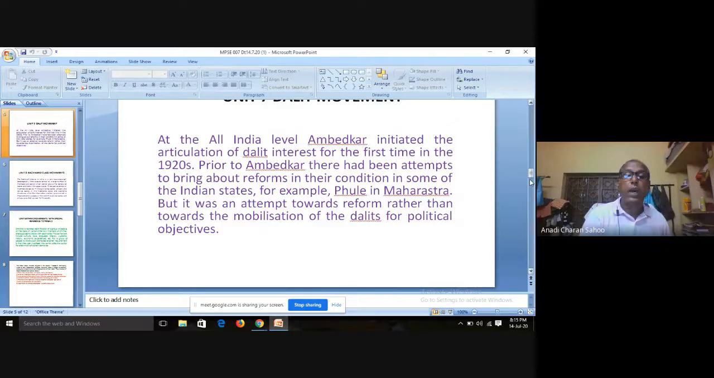Dr. Bhimrao Ambedkar, eminent jurist and founder of the Indian Constitution, initiated the articulation. Prior to Ambedkar, there had been attempts to bring about reforms in their condition in some of the Indian states, for example, Phule in Maharashtra. But it was an attempt towards reform rather than towards mobilization of the Dalits for political objectives.